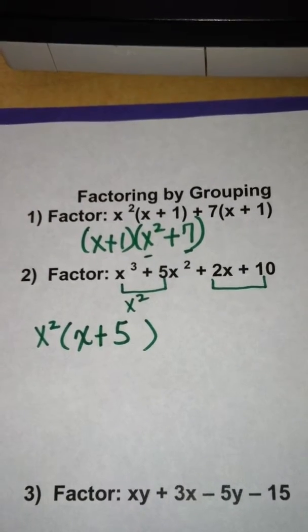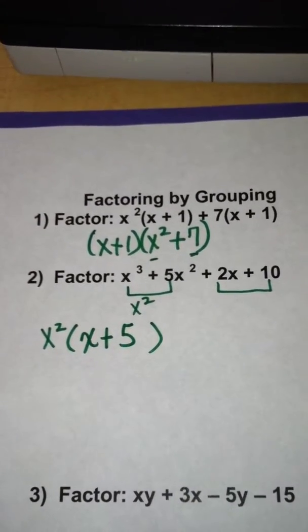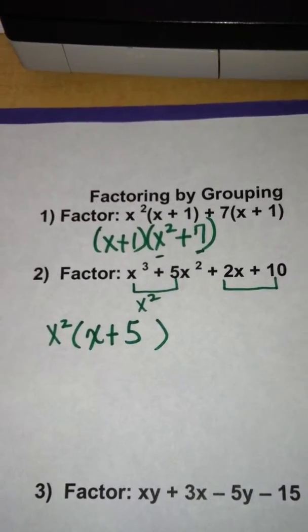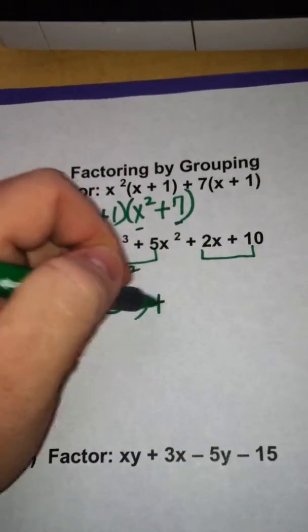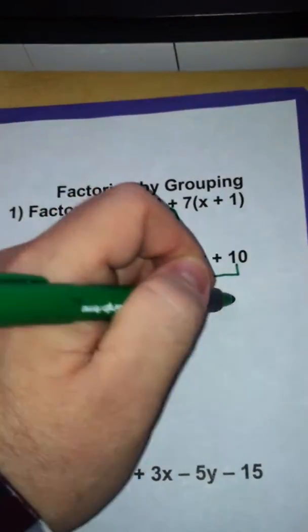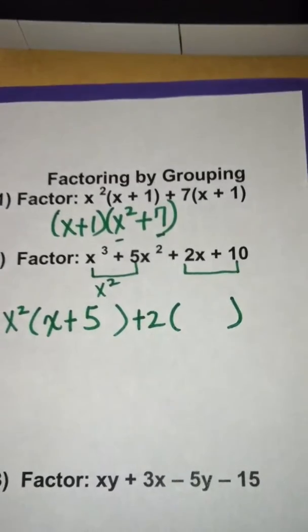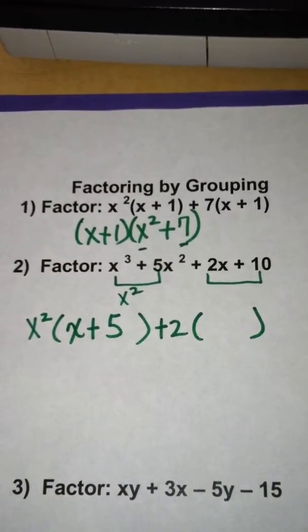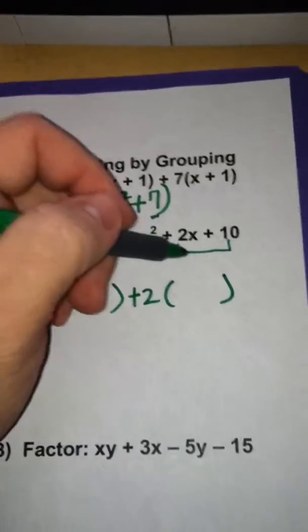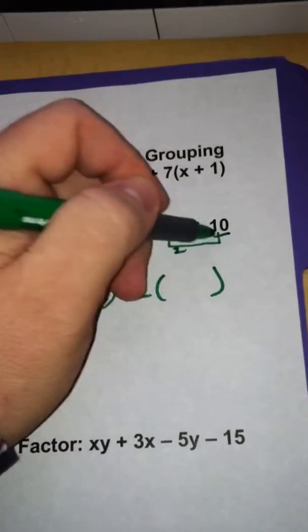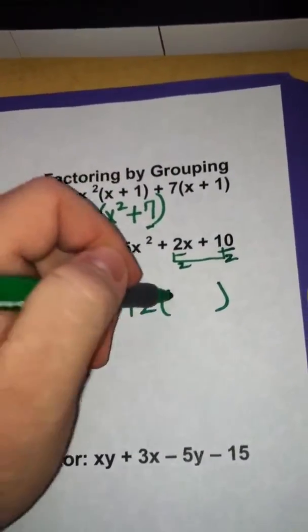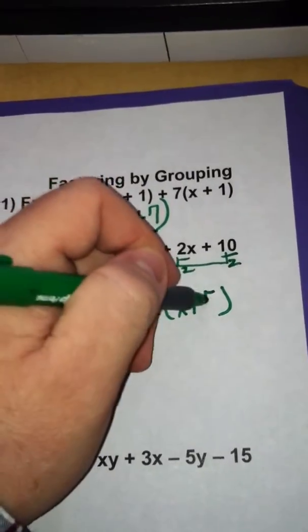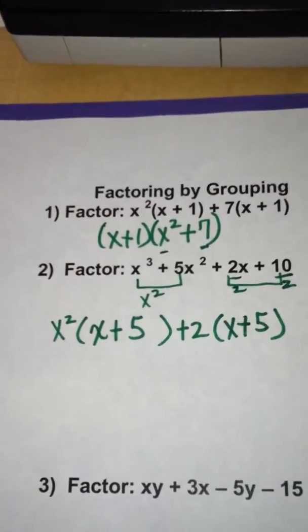Next pair of terms, take out the GCF, which is 2. And again, we need to write what's left in parentheses. So if you divide both of these by 2, we get x plus 5.